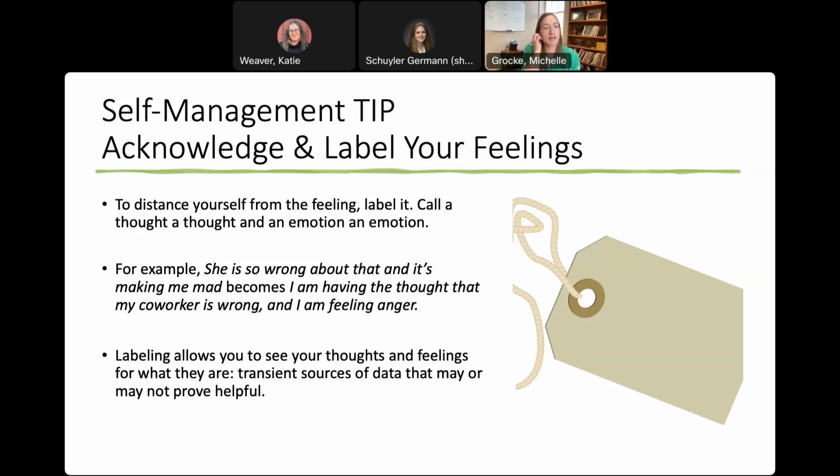So if you're in a conversation, for example, and you're talking to someone and you don't really agree with what they're saying, instead of saying, oh, she's so wrong about that and it's making me mad, you could shift that to say, I'm having the thought that my coworker is wrong and I'm feeling anger. Situation, thought, feeling. So labeling allows you to see your thoughts and feelings for what they are, transient sources of data that may or may not prove helpful.